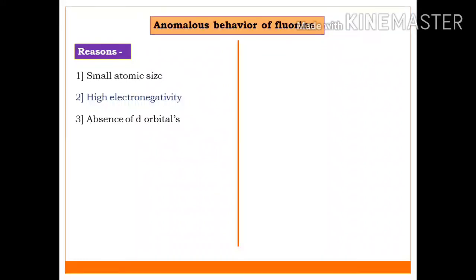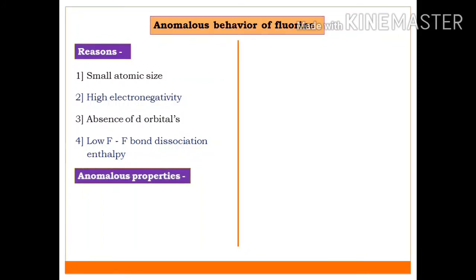But fluorine has one more reason which is not observed in case of oxygen. That is, to break the fluorine-fluorine bond, we require less amount of energy. Energy required to break a bond is called bond dissociation enthalpy. So in case of F2 molecule, FF bond dissociation enthalpy is low.